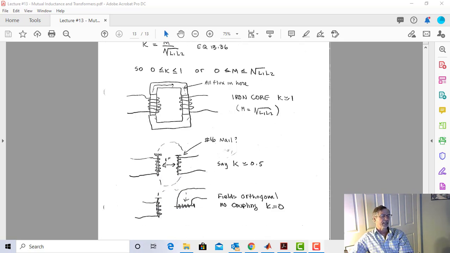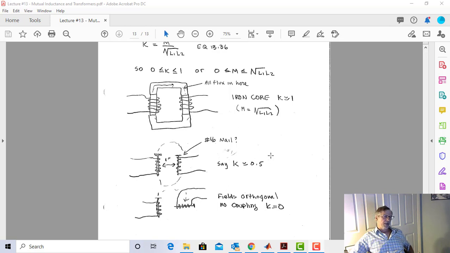Now let's take a couple of nails and put them near each other. So the K here, let's say it's a half. Now I'm going to take this nail and move it all the way over here. What happened to the coefficient of coupling? Well, the two inductances stayed the same. The mutual inductance is going to decrease because I'm not going to get nearly as much flux from here going into here if I move this one way far away. So the coefficient of coupling is going to go way, way down.